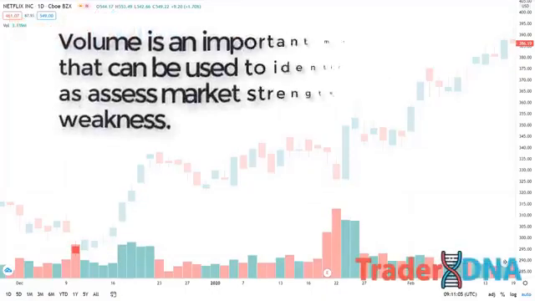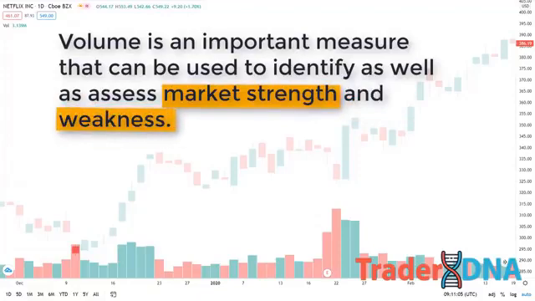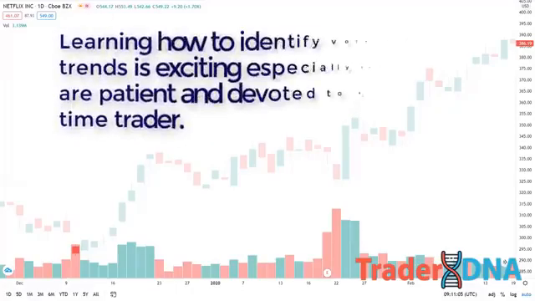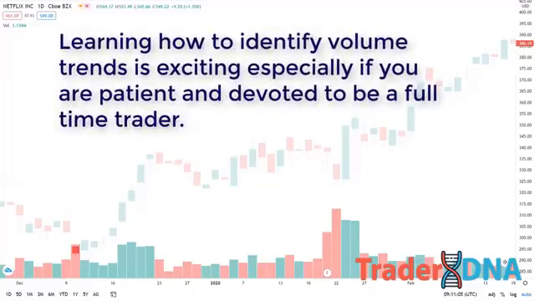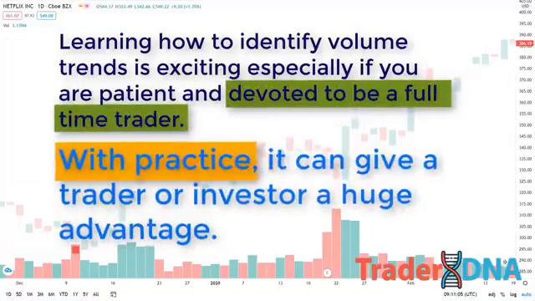Final thoughts. Volume is an important measure that can be used to identify as well as assess market strength and weakness. Together with various indicators, it allows day traders to come up with sound entry and exit strategies by looking at price action with the primary goal of capitalizing on trends. Learning how to identify volume trends is exciting, especially if you are patient and devoted to being a full-time trader. With practice, it can give a trader or investor a huge advantage.